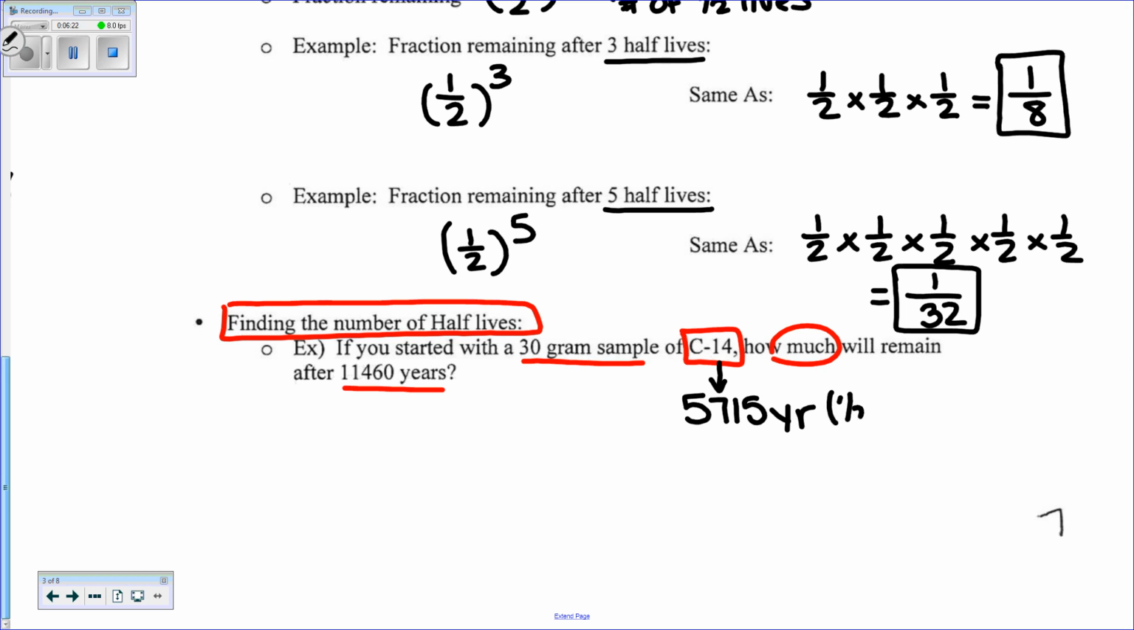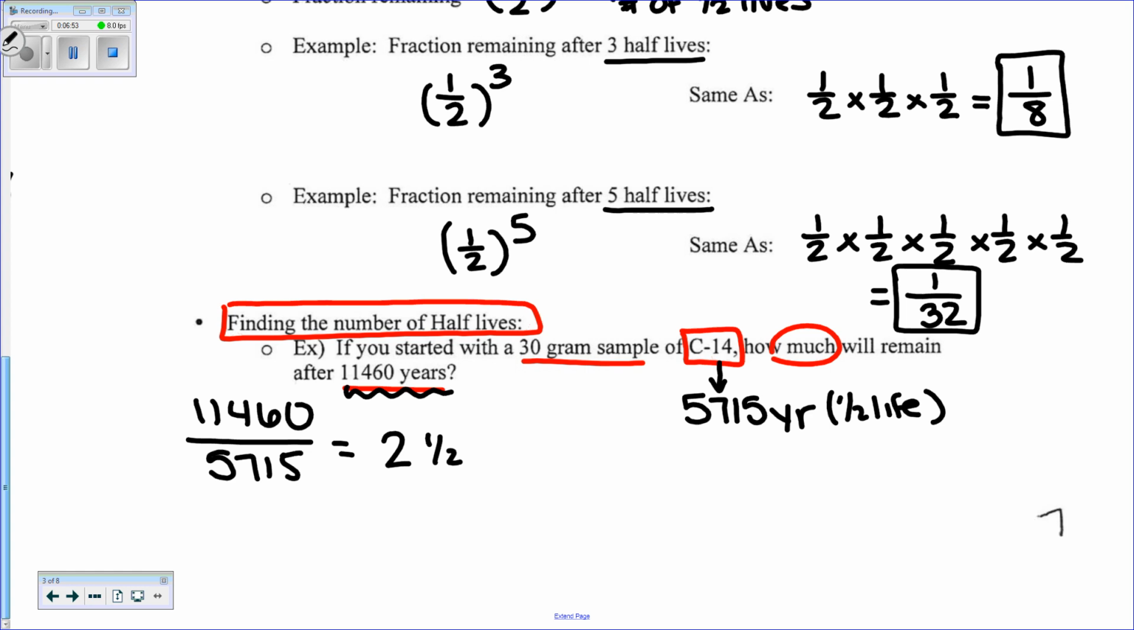Okay, that's its half-life. So to go through and basically degrade by half, it would take that long. So they want to know, well, it's actually going to go for 11,460 years. So what I should do is figure out how many half-lives that is. Take your 11,460, divide that by 5,715. What I'm doing is figuring out how many half-lives. If I plug that into my calculator, I'm going to get that that is 2 half-lives.